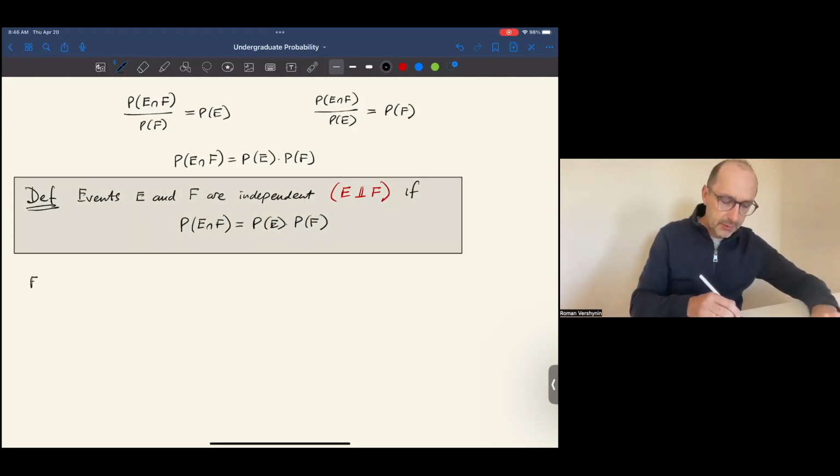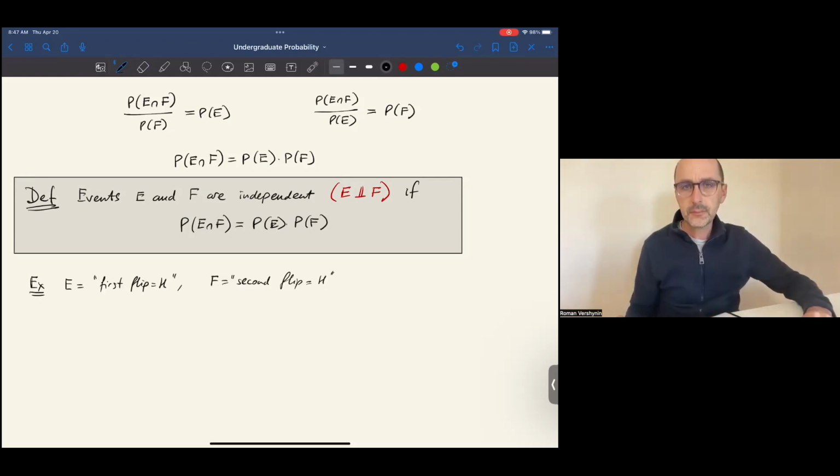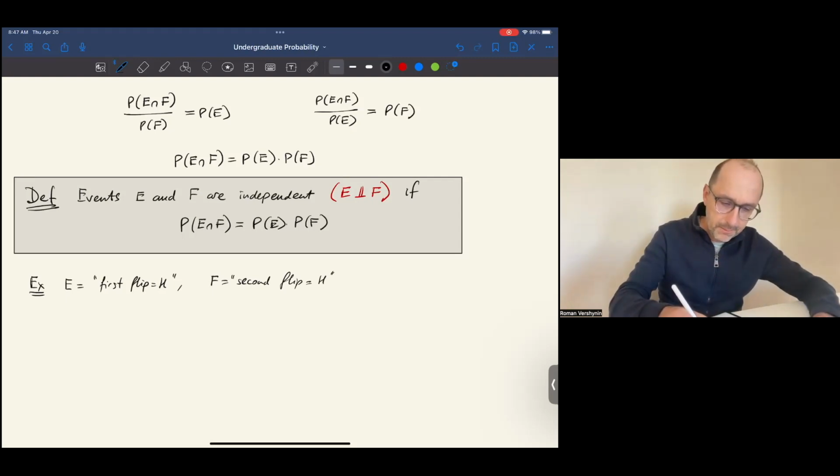As a simple example, flip a coin 2 times. And let E be the event that the first flip is heads, and F be the event that the second flip is heads. Intuitively, the 2 flips of the coin should be independent. And let's check that by the formula.